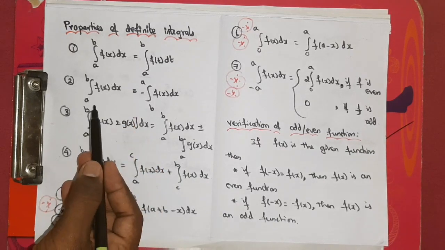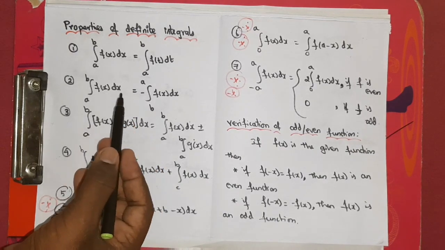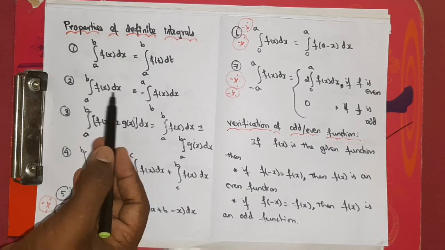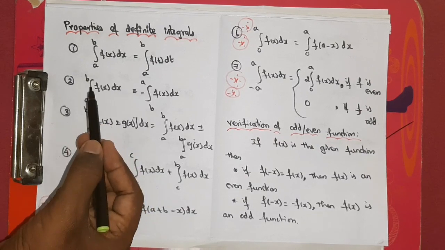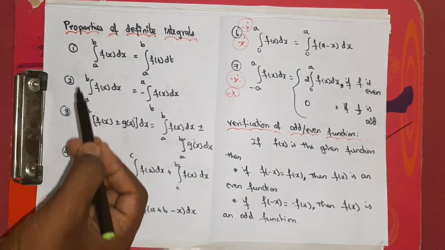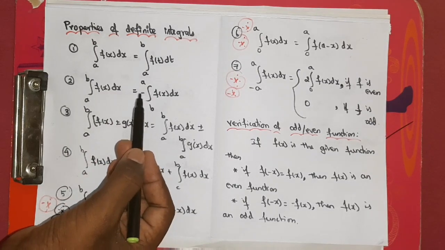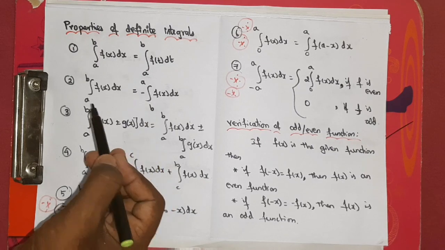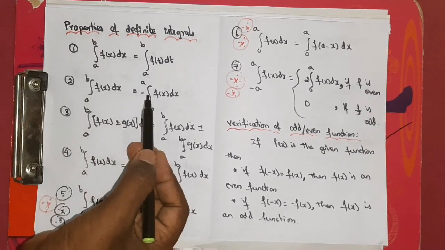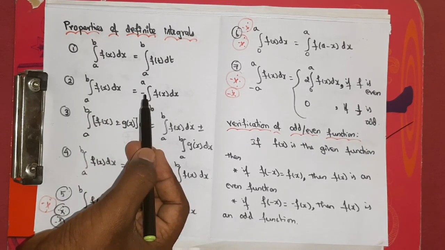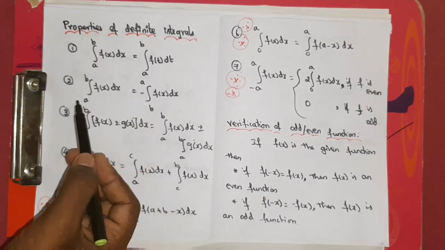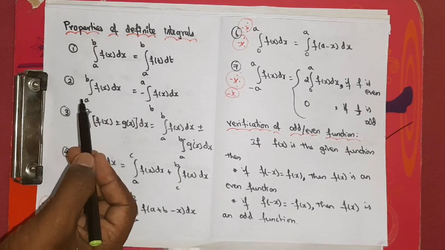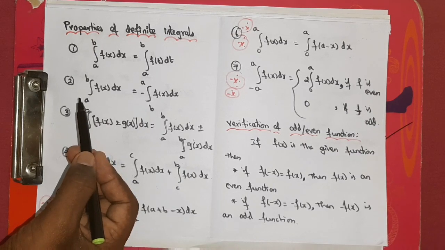The next property is integral a to b f of x dx. When you interchange the limits, that is, a to b's place and b to a's place, then you should put a change of sign, minus, in front of the integral value. So when you change the integral limits, immediately you should put minus before the integral. This particular property we will be using in chapter number 3, especially in exercise number 3.1.